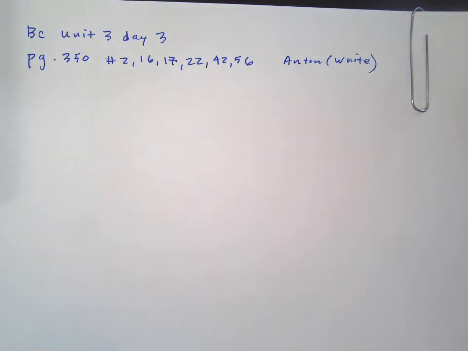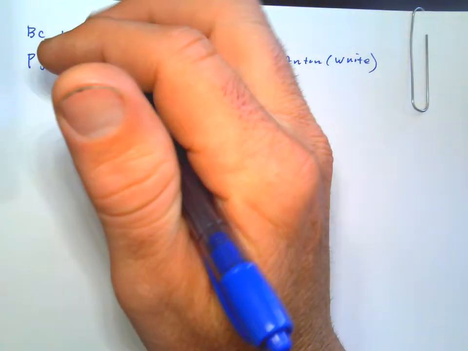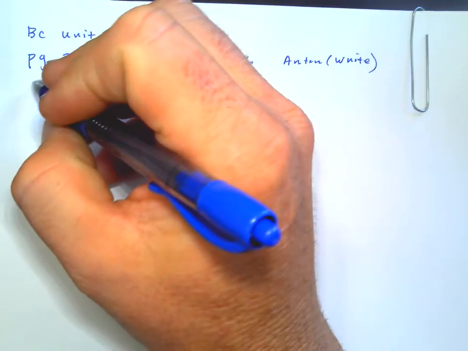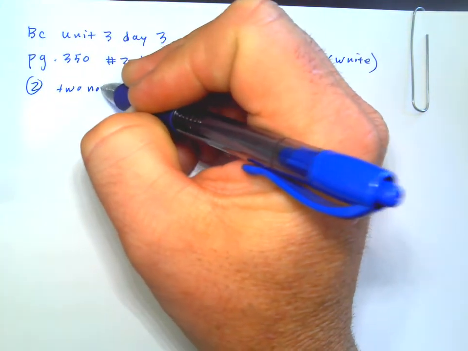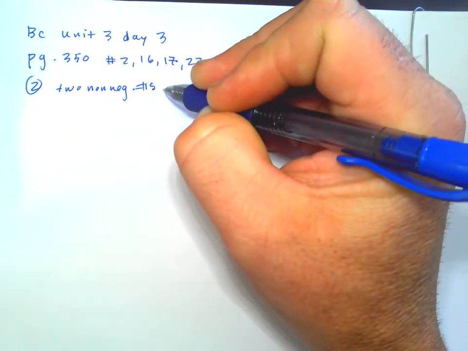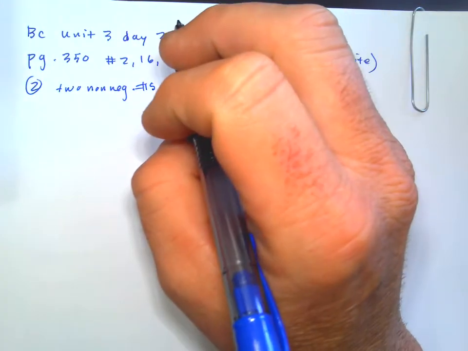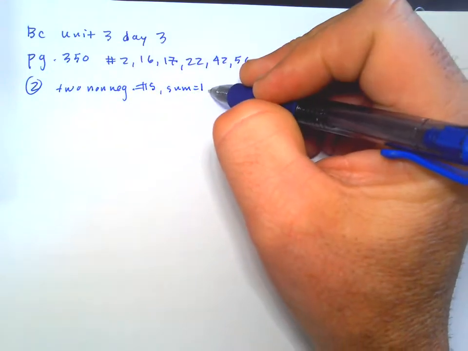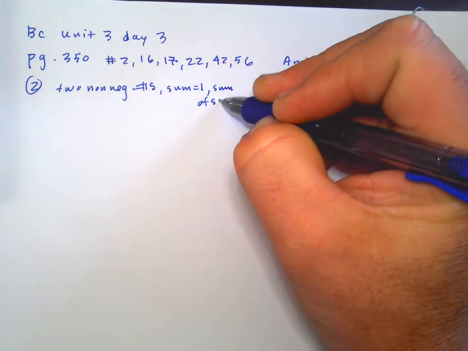So problem 2 looks like a similar problem to what we did in class. In fact, I think it might be the same. 2 non-negative numbers chosen so that their sum is 1, and the sum of their squares we want to maximize, minimize. So we want to do sum of squares.